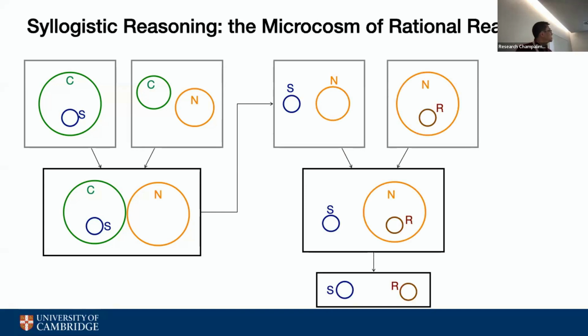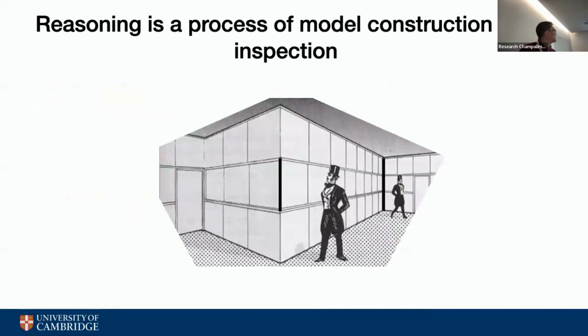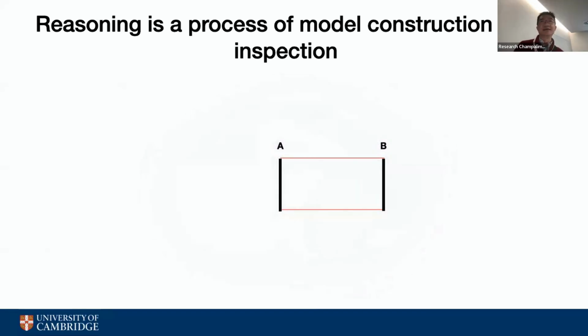So what we have is syllogistic reasoning, the microcosm of rational reasoning. How does our mind reason with syllogistic reasoning? If we look at the relation between segment A and segment B, it's obvious for us that segment B is longer than segment A. But we look at the same. Why?